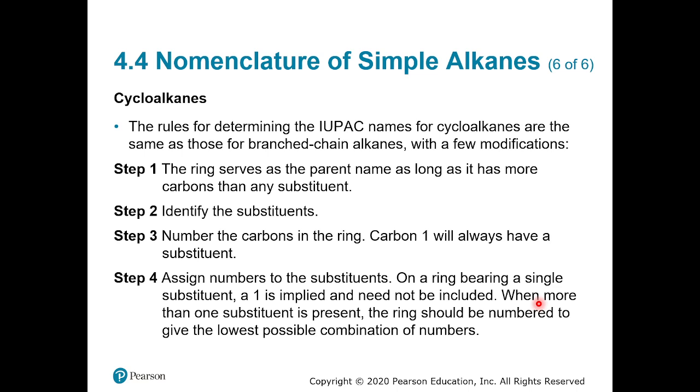Okay? If you have more than one substituent, then you're going to have to number them off, starting on one of the substituents that has the highest priority, that's the most important to you. You would then number from that to give the lowest possible number to everything else.